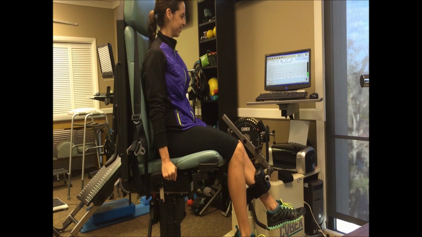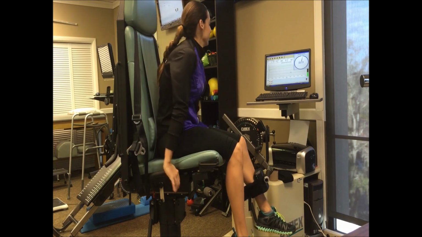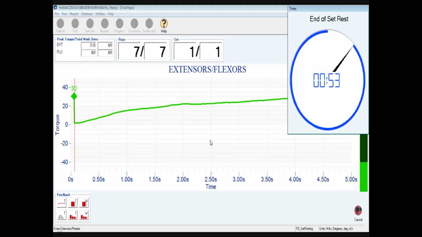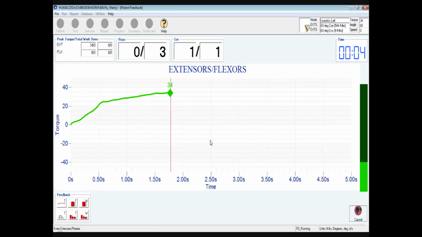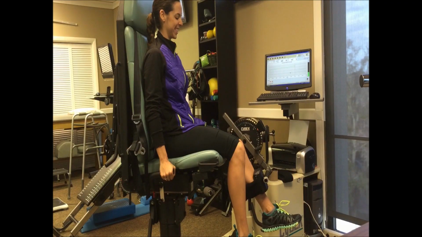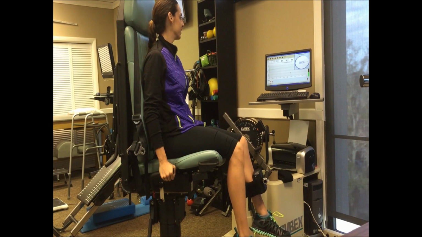The screen scales as they go. So if it's at 20 foot-pounds on the screen and they go above that, it's going to scale up to that. All right, so I'm going to fast forward through the 1 minute rest. All right, the warm-up reps are completed. Now we have the test. Now the test, it's the exact same thing, but it's just 3 reps at maximal effort or below that pain threshold. It's a 5-second contraction with a 10-second rest in between.